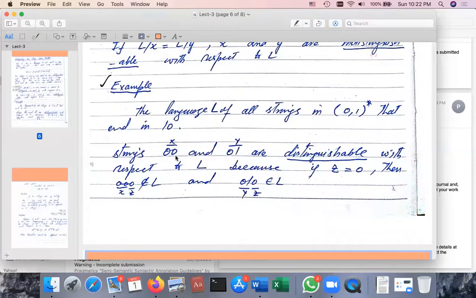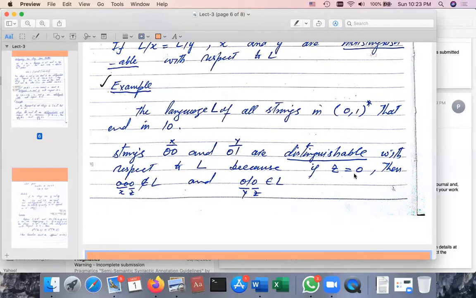Now we can say strings 00, which we are supposing is x, and another string 01, which we are supposing is y. Strings 00 and 01 are distinguishable with respect to this language L, because if we take a third string z as 0, then after concatenation we will have 00 and 0, giving 000. This is the x part, this is the z part. So 000 is not ending with 10, so it does not belong to that language.